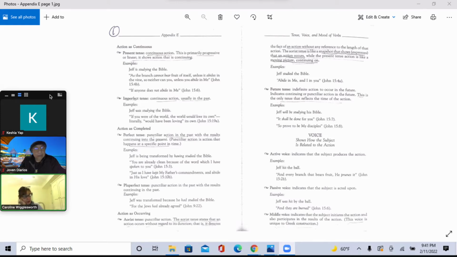And then there's the imperfect tense, which is continuous action, usually in the past. An example would be Jeff was studying the Bible. So those are the two tenses that are the continuous action, the present tense and the imperfect tense. Then you have the action as completed, which would be the perfect tense and the pluperfect. Both of those are tenses that if you studied French you would be familiar with.